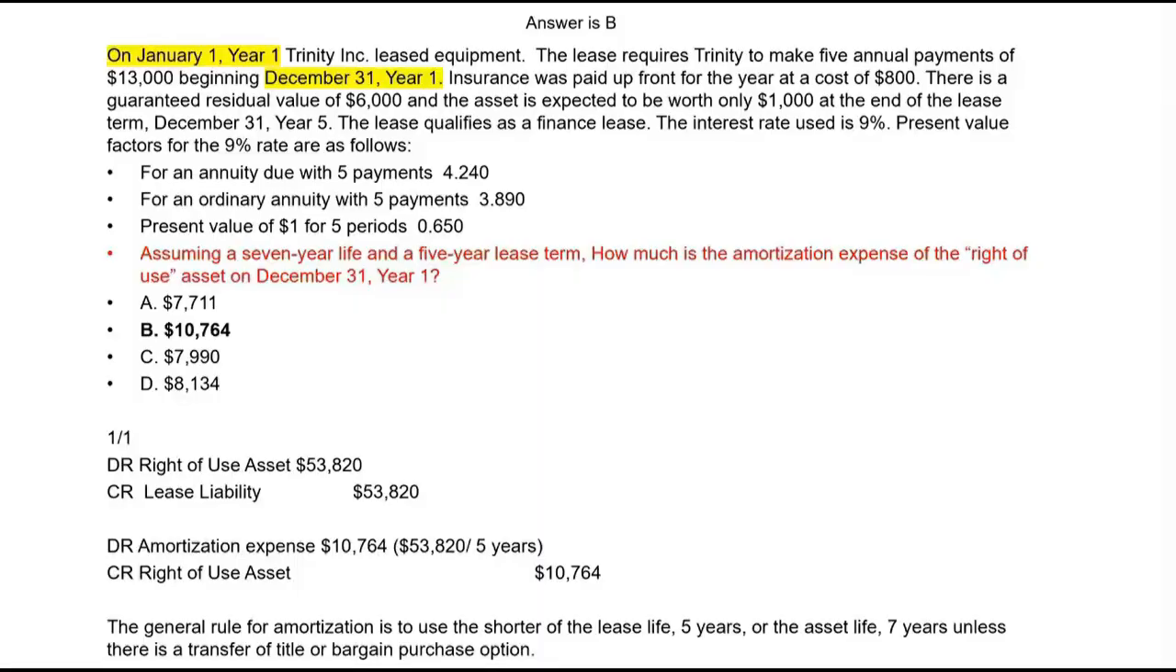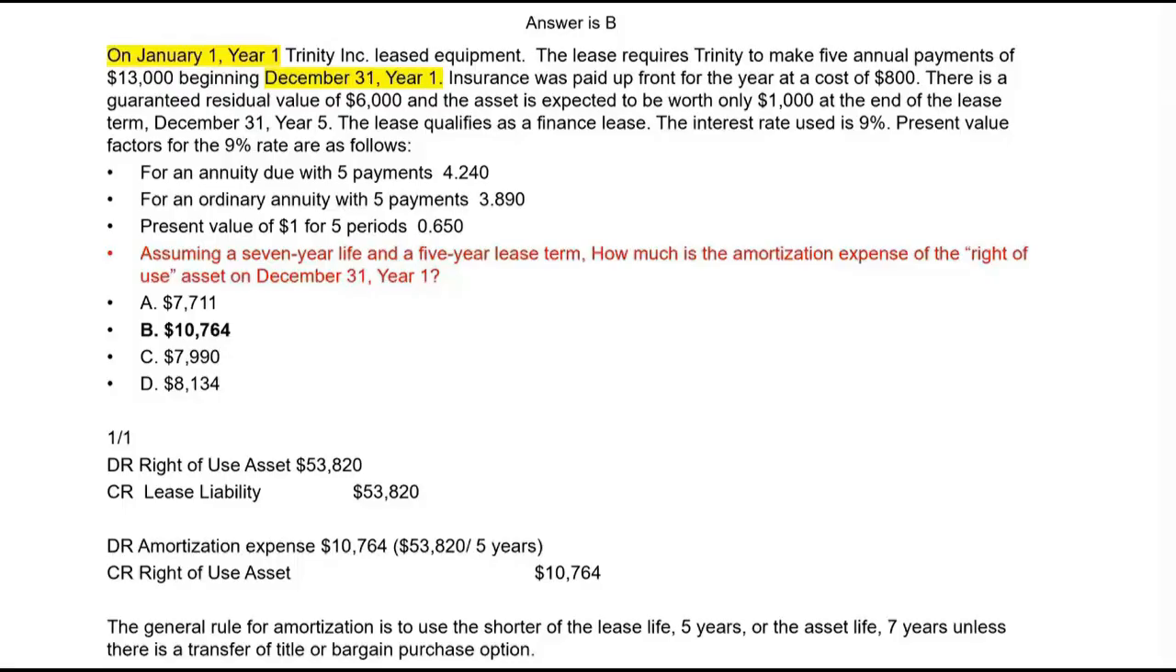Instead of the lessee likely taking advantage of a bargain purchase option, no such thing here. There's a guaranteed residual value. The lessee has to guarantee that this asset's going to be worth $6,000 at the end of the lease term, and it's only expected to be worth $1,000, and that's why we multiplied $5,000 times the present value of one payment, 0.65, when we determined the lease liability and right of use asset in the prior question.